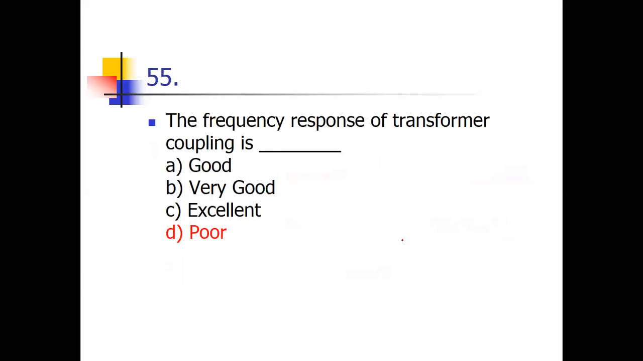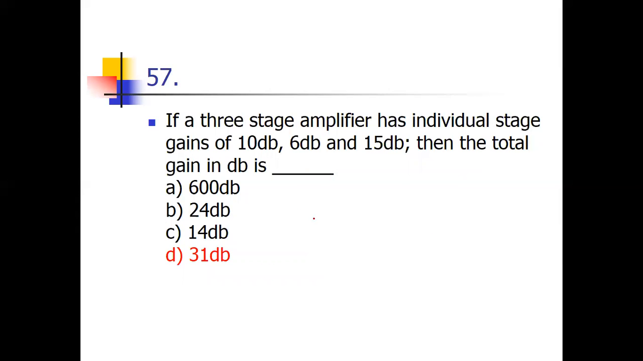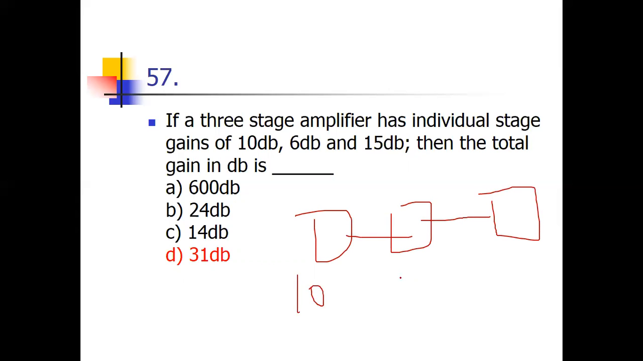The frequency response of transformer coupling. Now this is a question for multi-stage amplifiers. When we use transformer coupling, then we get a lot of distortion. So frequency response is very poor. Voltage gain is always expressed in decibel. There are three stages connected serially. The gain of the first is 10 dB, second is 6, third is 15 dB. So what is the total gain?